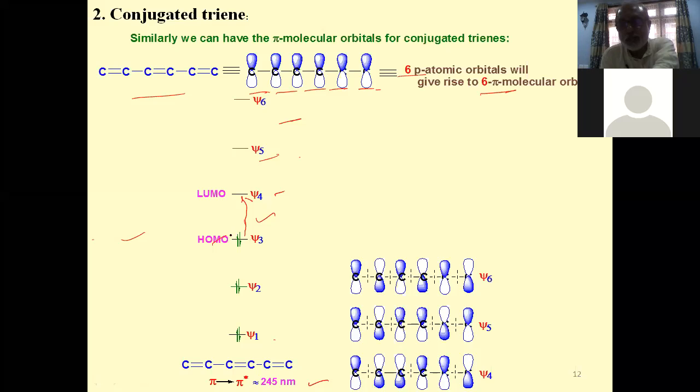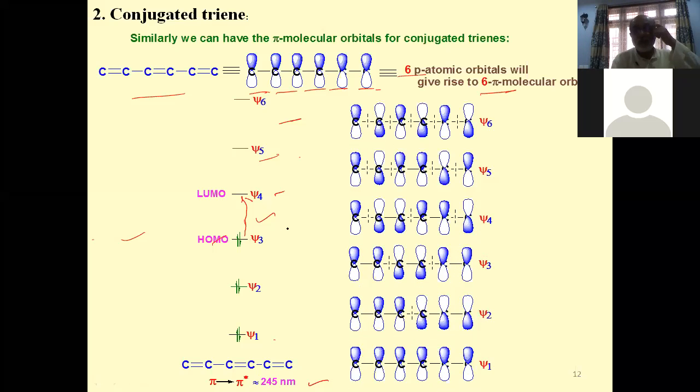Okay, and this will look like this, and it is very simple. First one, no node, then one node, two nodes, three nodes, four nodes, five nodes. So psi 1, psi 2, psi 3, psi 4, psi 5, psi 6. I think you can draw it very easily. And with the change of the node, the phase will keep on changing.